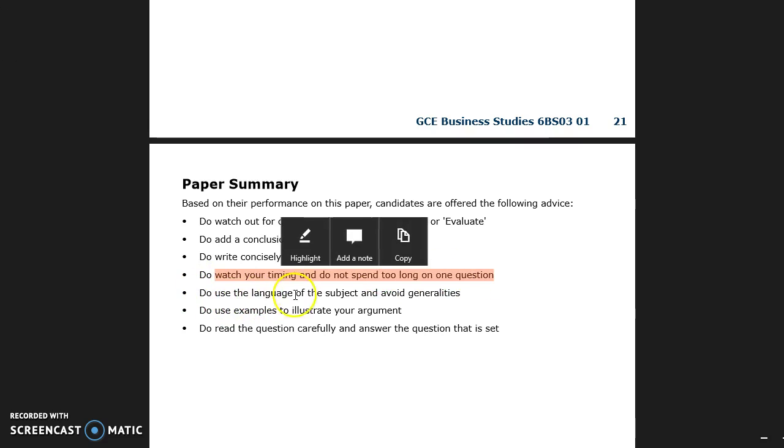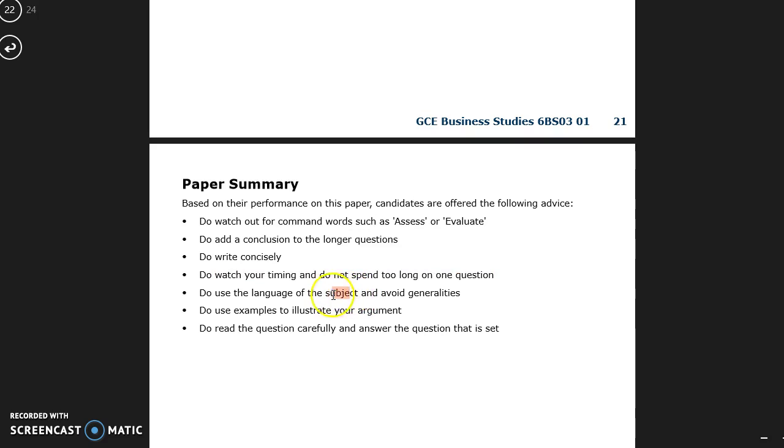Use the language of the subject. So use your key terms. Overall, that's something that could have been done a lot better. Trade creation, trade diversion, income elasticity. You can use all your terms from last year as well. It's your opportunity here to show off, really. So use your key terms. Get that glossary up on the wall. Use examples. Context is a must.